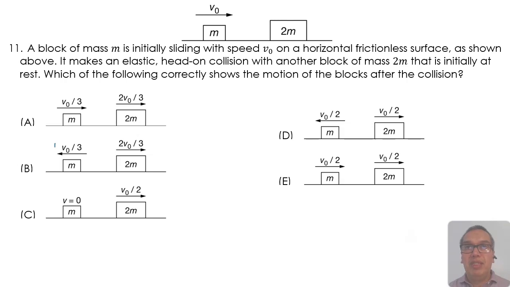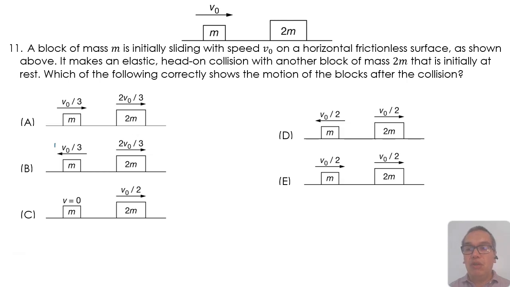A block of mass m is initially sliding with speed v0 on a horizontal frictionless surface, as shown above. It makes an elastic head-on collision with another block of mass 2m that is initially at rest. Which of the following correctly shows the motion of the blocks after the collision?